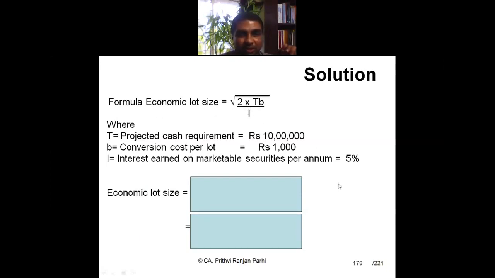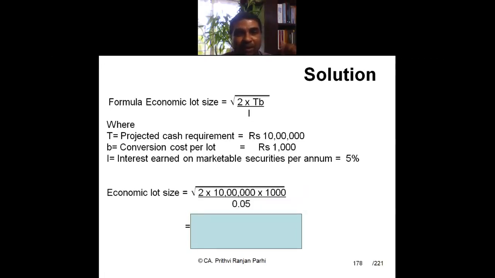So this is the question. Can you solve this question? You have a calculator with you. If this is the question, you know the projected cash requirement is 10 lakh rupees, conversion cost or ordering cost is 1,000, and interest is 5%. If I put it in the formula, this is the formula.